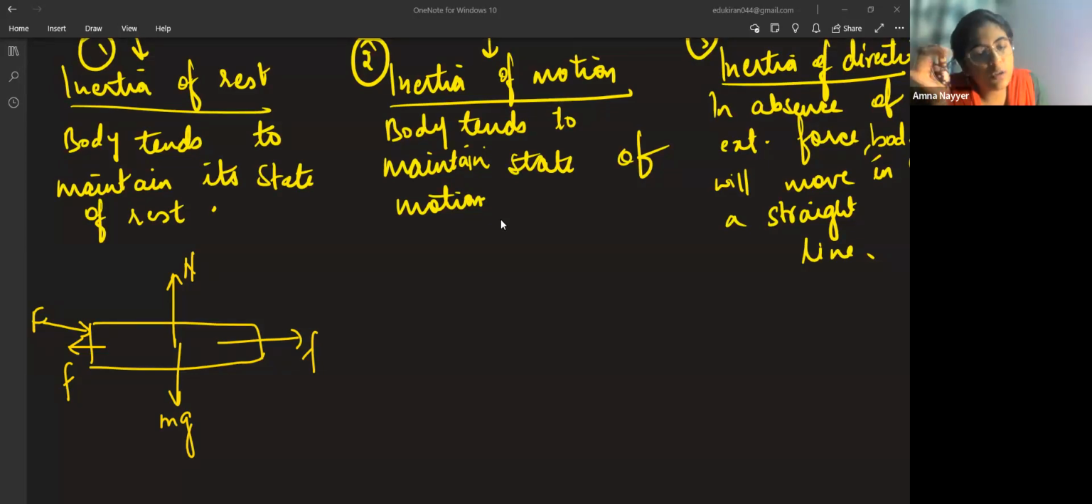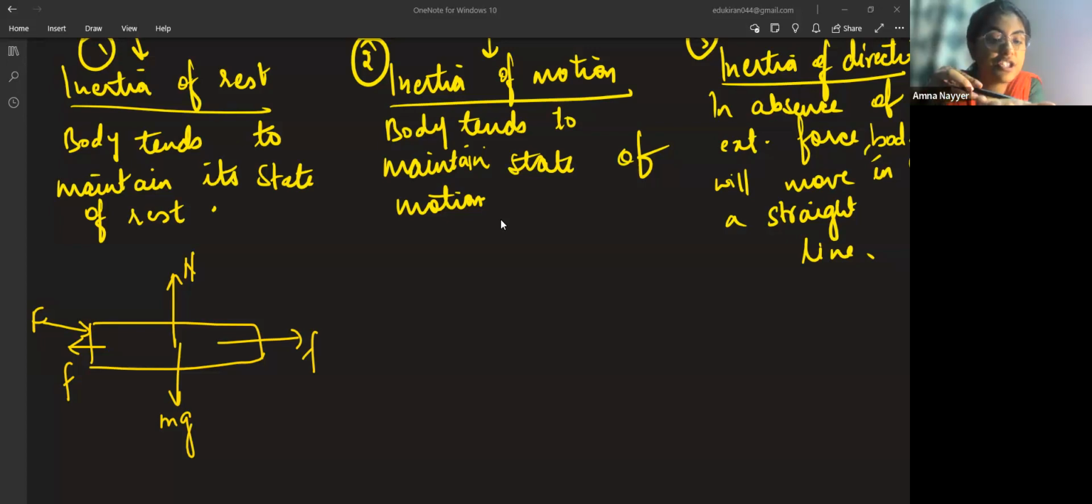The body will tend to maintain its state of motion. The body will keep on moving. It will never stop because of inertia of motion. It will only stop because of external force. So here, if I had rolled the body and it had stopped at this point, why do I say this is external force? Because friction is the force which is now acting and which is making the body stop, not letting the body move.